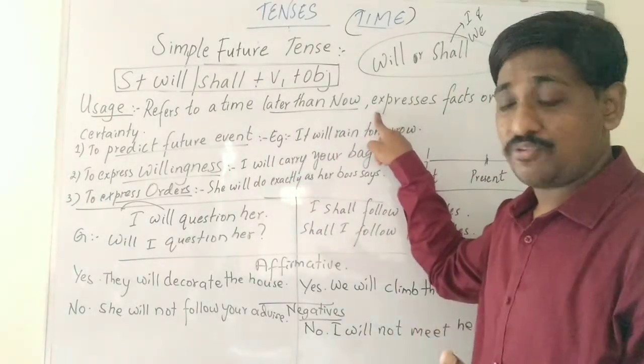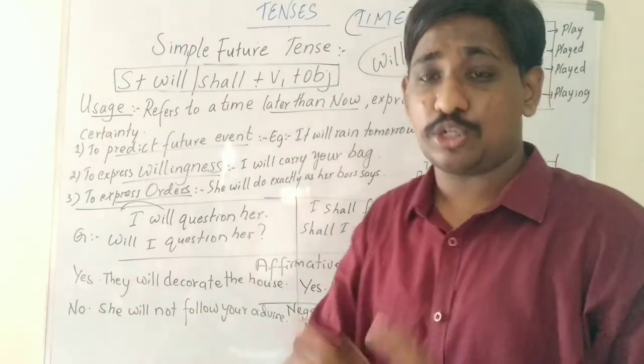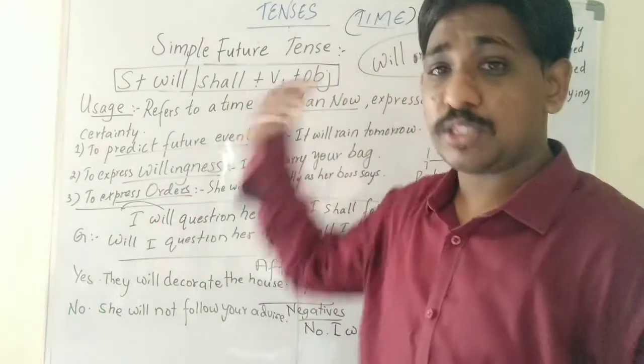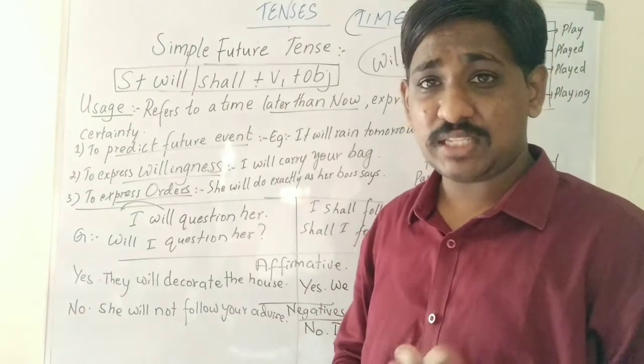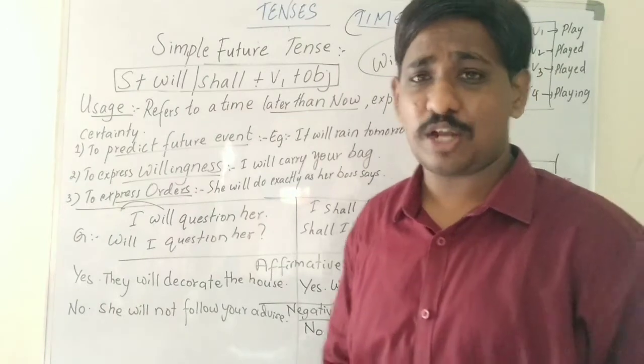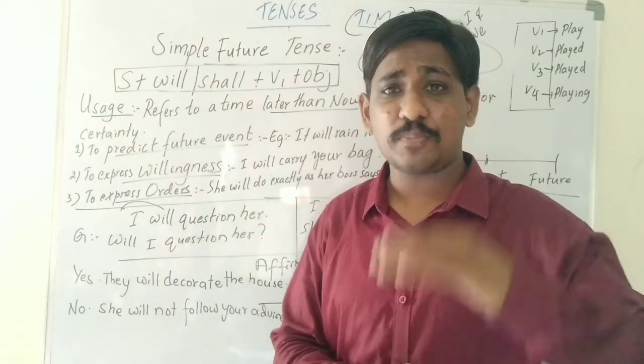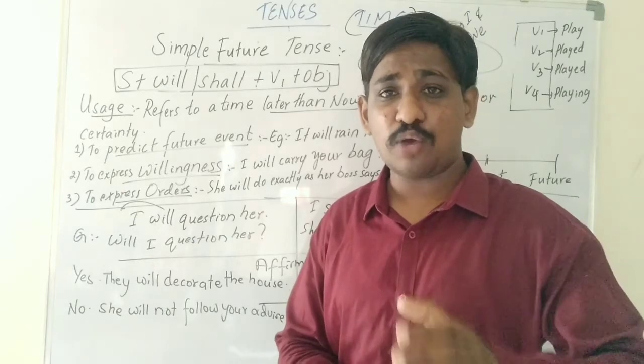It expresses facts or certainty. Certainty is something sure to happen. So there are some other ways of using simple future tense. First one, to predict a future event. To predict, you're not sure, you predict. It will rain tomorrow. So that's your prediction. India will win the match.